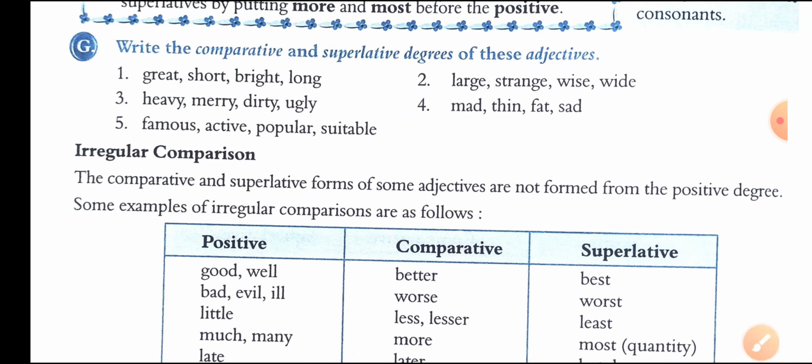So this is what? More famous, most famous; active, more active, most active; popular, more popular, most popular; suitable, more suitable, most suitable. So like this we have to do.